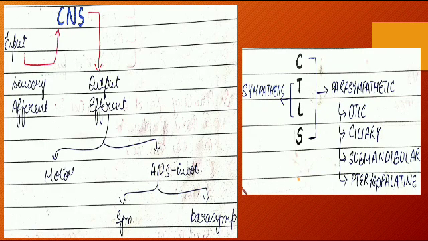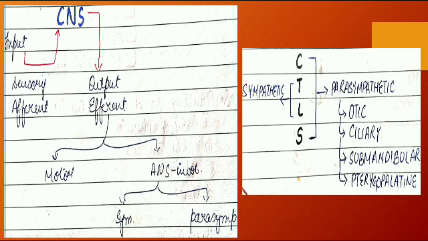This is a basic picture of your pathway of nerve conduction. Here the input is carried by the sensory or the afferent nerves. It goes to the CNS. Then the CNS provides your output, which is carried by the efferent nerves, and it can either go to the muscles and form motor nerves, or it can go and have this ANS involvement, which is your autonomic nervous system. And this ANS is further divided into sympathetic and parasympathetic nervous system.